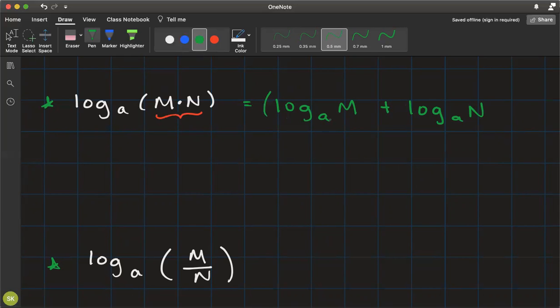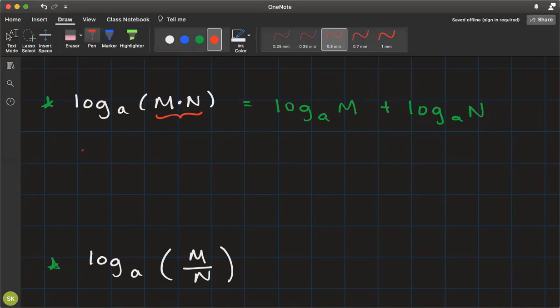So we're just taking log base A of M and adding to it log base A of N. Again, let me repeat that. Multiplication on the inside of a log becomes addition on the outside of the logs. And notice that the base here is the same. We're keeping this A here. You could also go in the opposite direction. If you have log base A of some number plus log base A of some other number, then you can take this plus and make it into multiplication on the inside.